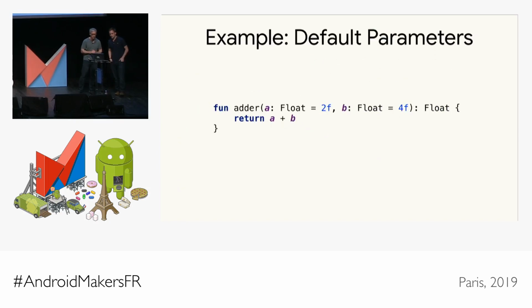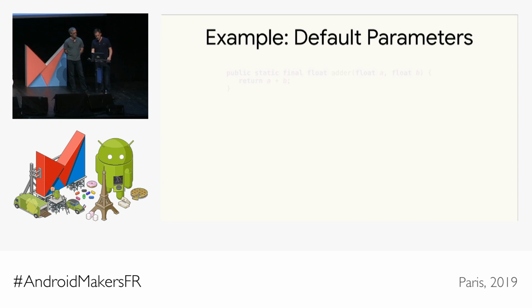Default parameters, it's an amazing feature of Kotlin. When you create an extremely useful function such as this one, it takes 2 floats and returns the 2 floats added together. But let's say I don't want to have to specify the 2 values every time, so I specify default values on my function. So how does this work internally?